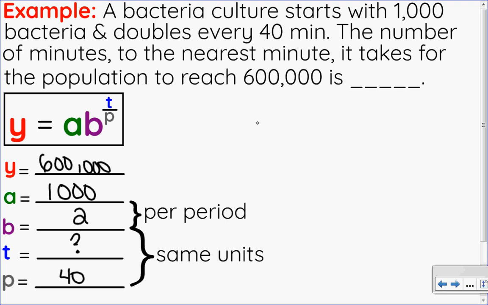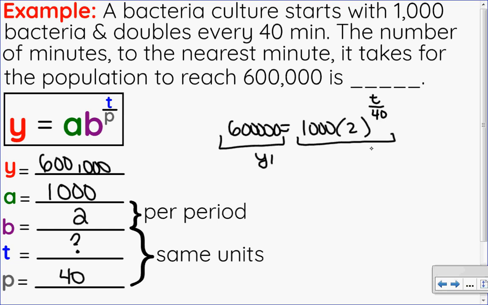So putting this all into the equation, I have 600,000 equals 1,000 multiplied by 2 to the t over p, which is 40. Now, what I would normally do is write this with the same base. I can't multiply 2 by itself to get up to 600,000, so I can't solve this algebraically. So when I can't solve something algebraically, I always go back to a graphical approach. So I'll put the left side in y1, the right side in y2, and let's find the intersection point.